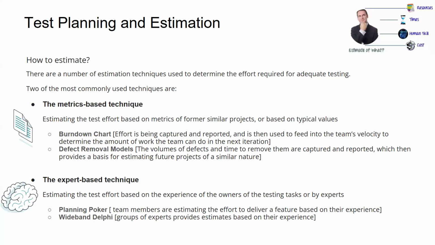So in a burn down chart, what we basically show is how much effort we have estimated and how much has been completed during our testing phases, right? Those kind of things we can use. Defect removal models: how many defects have been removed and what kind of timeline has been taken for that. Those kinds of estimation we can use.